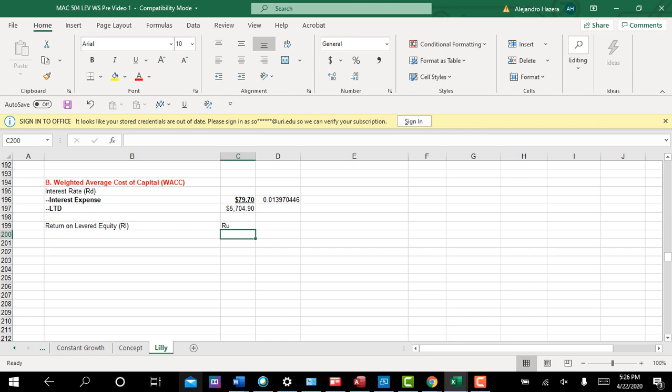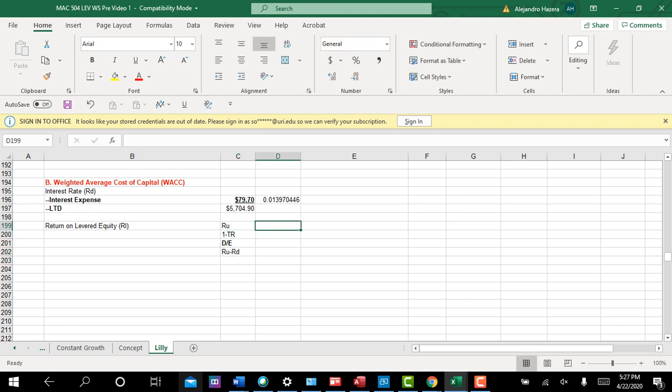Then I'm going to have 1 minus the tax rate. Then I'm going to have my debt to equity ratio, which we've calculated. We've calculated all these numbers. The last part is a difference, and that difference is the return on unlevered equity minus the interest rate that we just calculated. So that's going to be that right there.